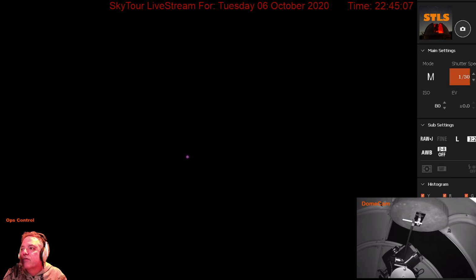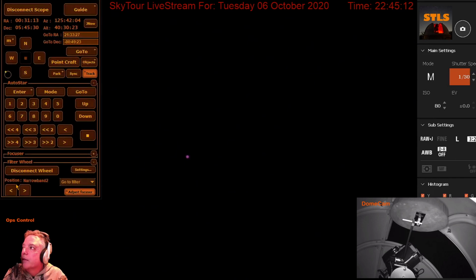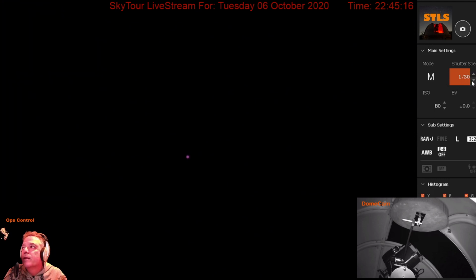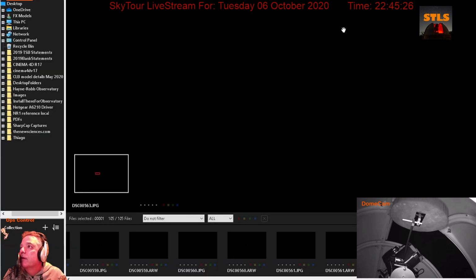I'm at the wrong filter, though. I'm at filter 1, I need to be at... Well, I can try this filter. Here we go, 40th of a second, and Mars is right there. Yeah, no, the focus isn't right.